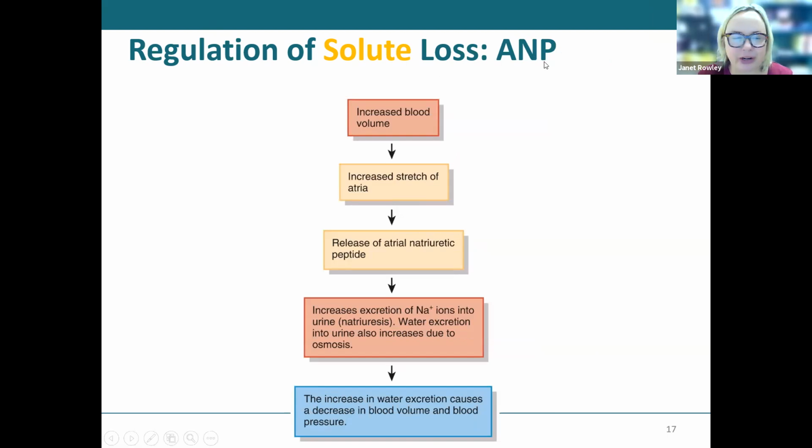How does ANP, atrial natriuretic peptide, work? So this does the opposite. Increased blood volume causes an increased stretch in the atria of the heart. This causes the release of atrial natriuretic peptide, ANP. ANP increases excretion of sodium into the urine. Water excretion in the urine also increases due to osmosis. So where sodium went, water followed. The increase in water excretion causes a decrease in blood volume and blood pressure.